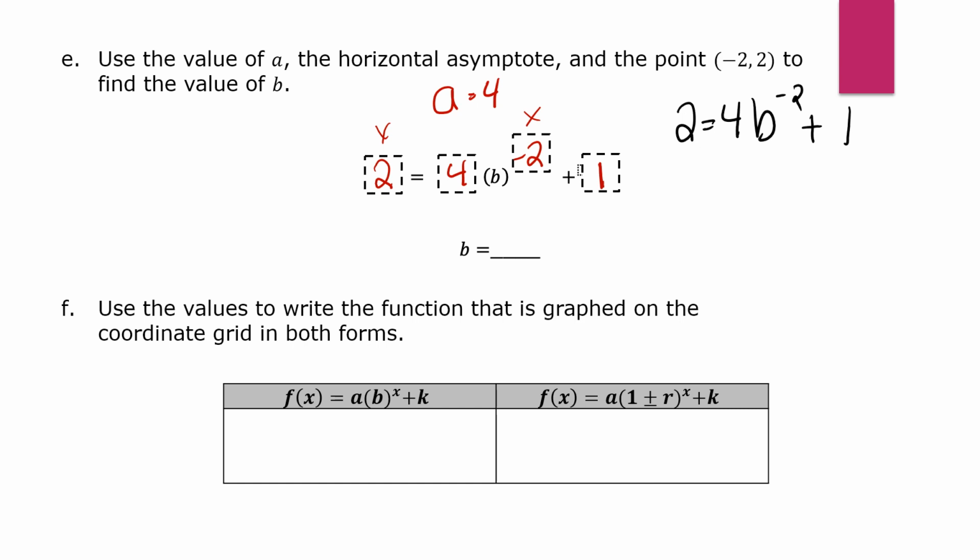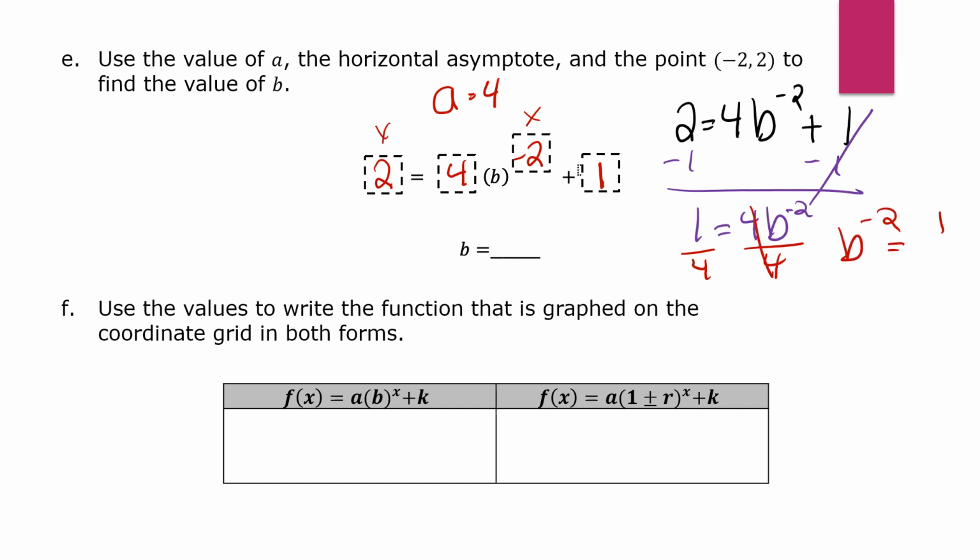So first step, we want to try to get b by itself. We're going to subtract the 1 on both sides. So I get 1 equals 4b to the negative 2. And then before we do the exponent, let's get rid of that 4. So divide both sides by 4. So b to the negative 2 equals 1/4.